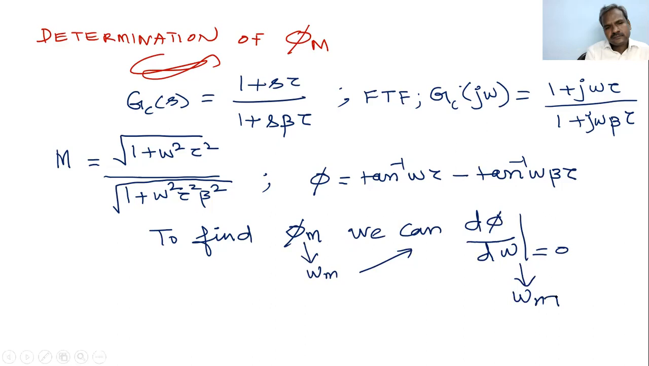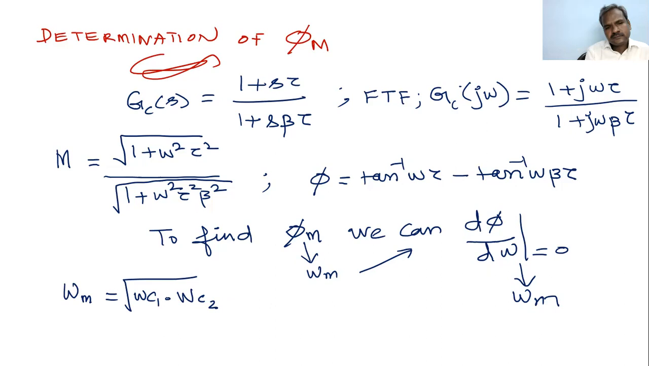Another method: for the lead compensator, we consider the maximum frequency omega m equal to the square root of omega c1 into omega c2. Here there are two corner frequencies, one at 1 by tau, another at 1 by beta times tau. So we can also find it that way. There are two methods, right? If you want, I can explain this method also.